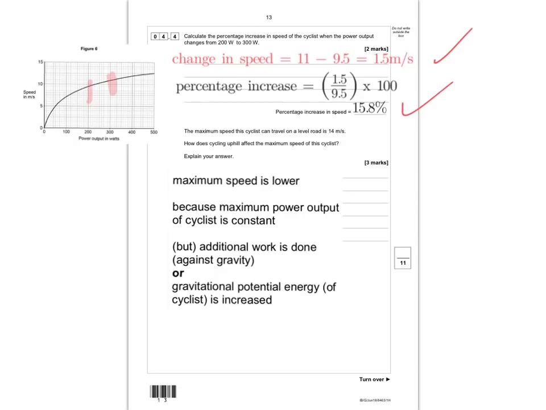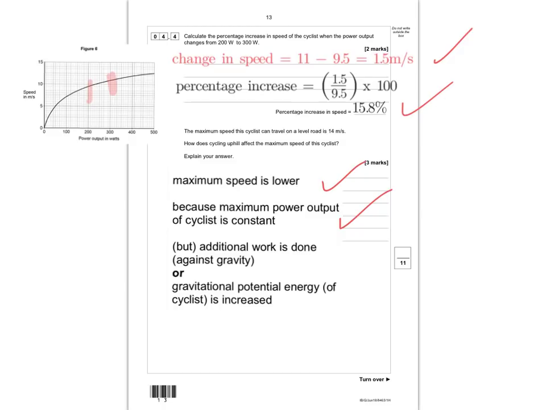So on screen is the mark scheme, and what they're looking for in terms of the answers here is, first, that maximum speed is lower, because obviously it will decrease if you go uphill. You should know that from common sense and experience. But the reason for that is because the maximum power output stays the same, so you've only got the same power output, but you're now having to do work against gravity.